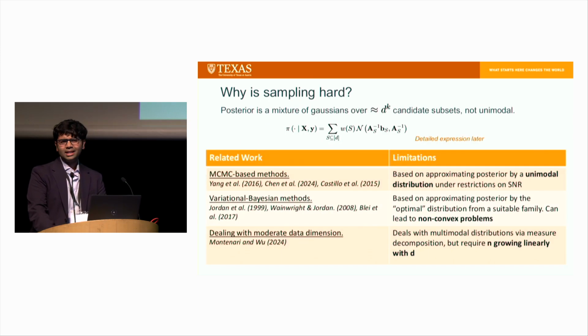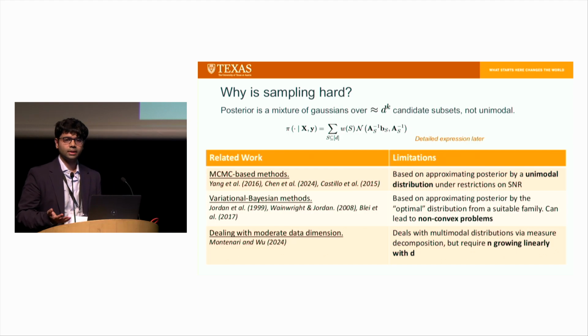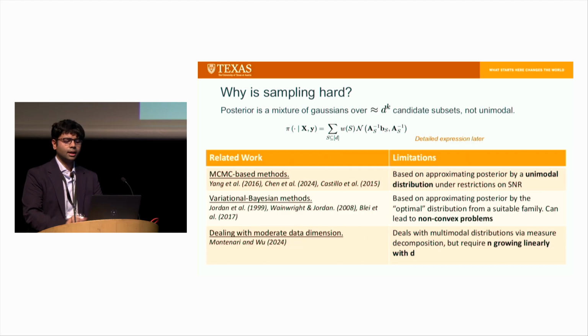Okay, so why is this hard? If you simplify the posterior from the previous slide, it can be shown that it's actually a mixture of Gaussians. But it's a mixture of Gaussians over d choose k candidate subsets, which are candidates for the support of theta star, and therefore it's not unimodal. I'm going to give details on the expressions in later slides.